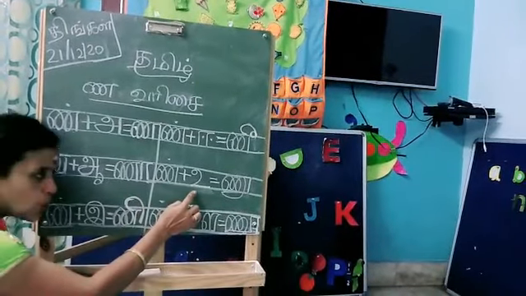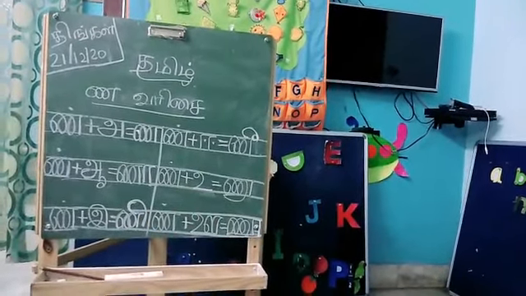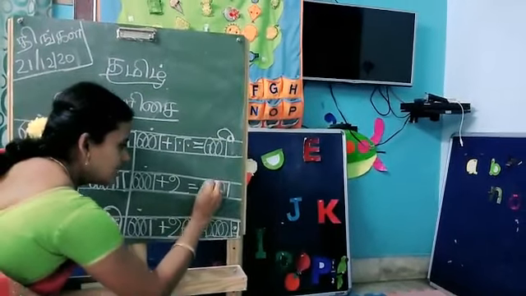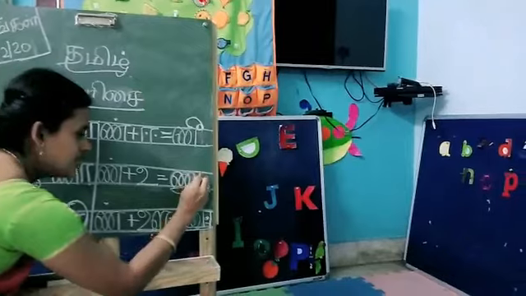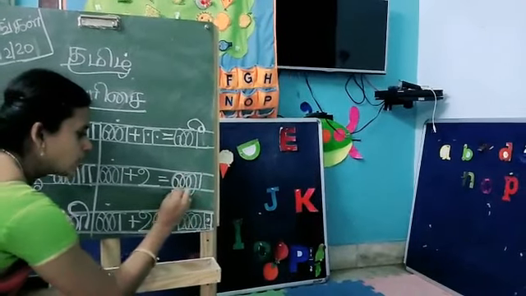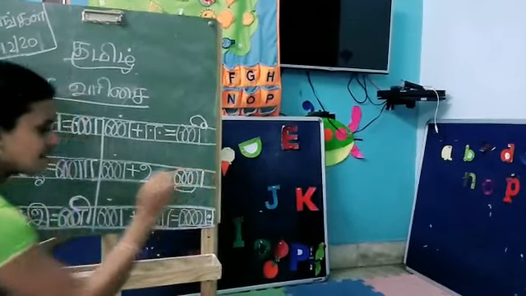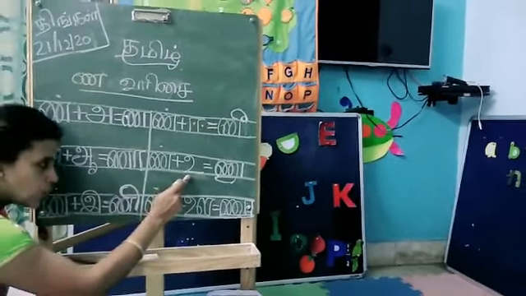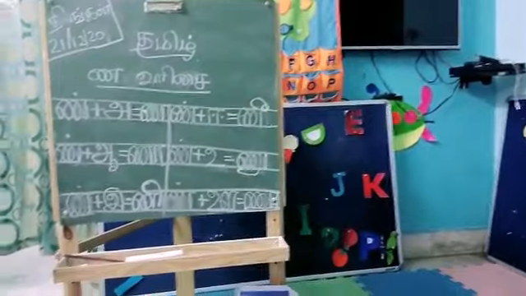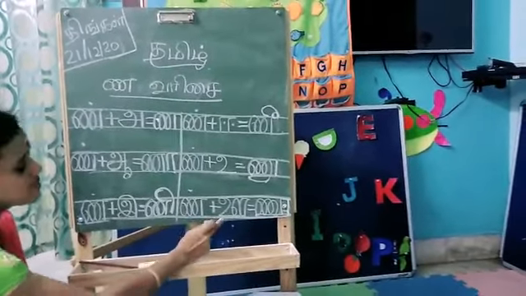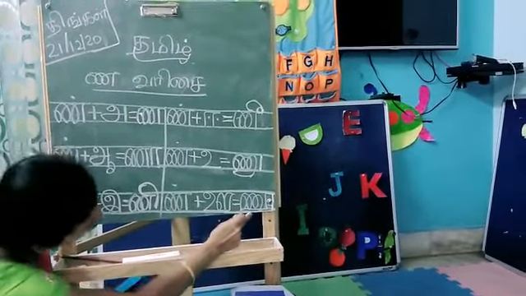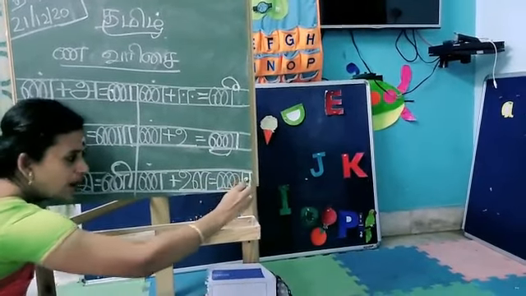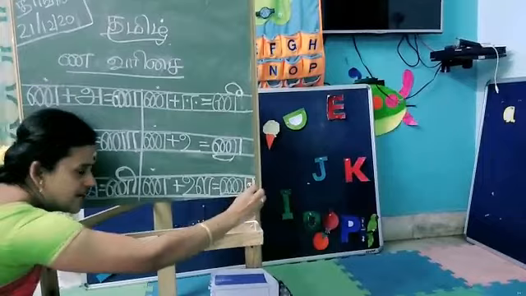En plus u, nu. So nu means first you write it like a na. Then you have to do the curve and go inside and do the standing line. This is en plus u, nu. Next you see en plus u, nu. For nu, first you write like a na and you make it like a tunai eluthu.